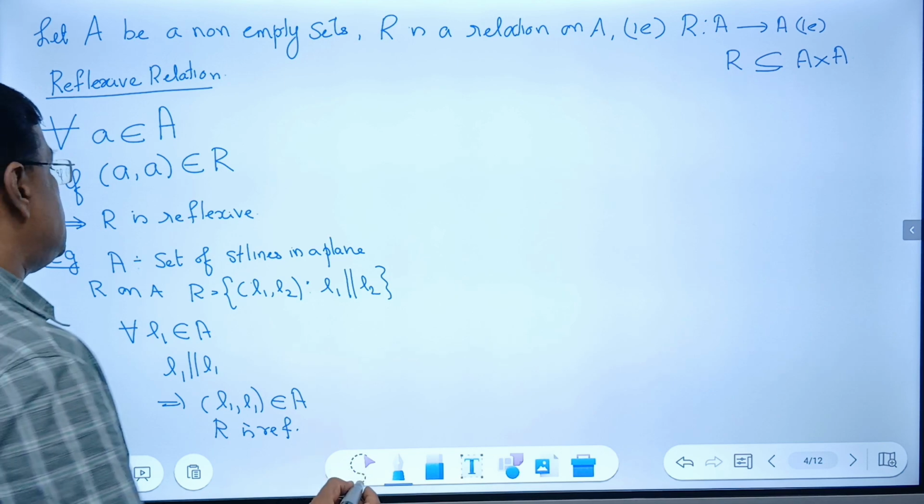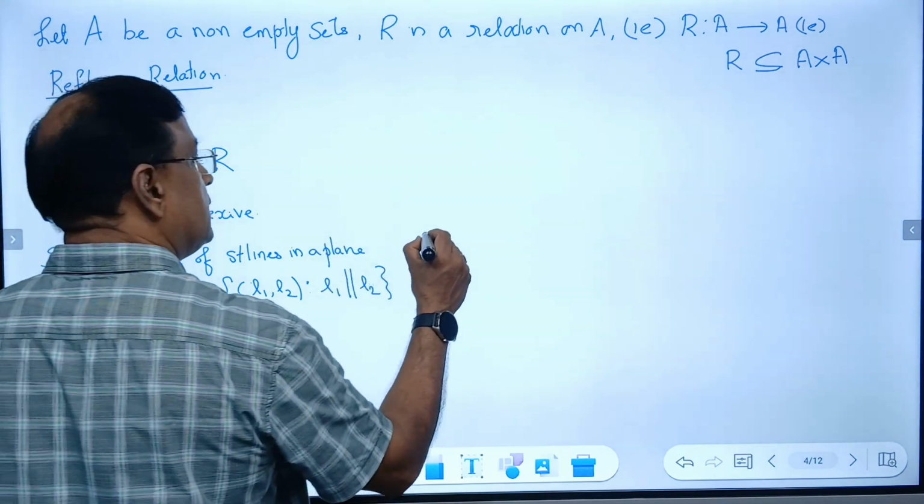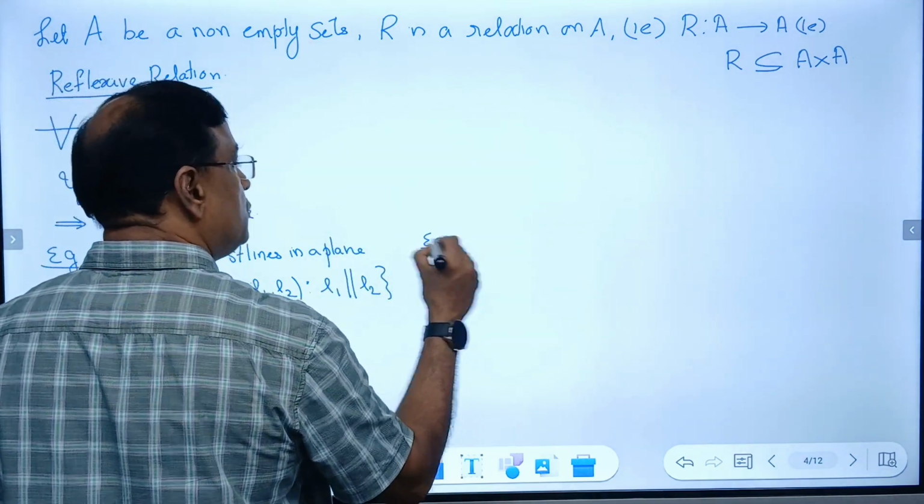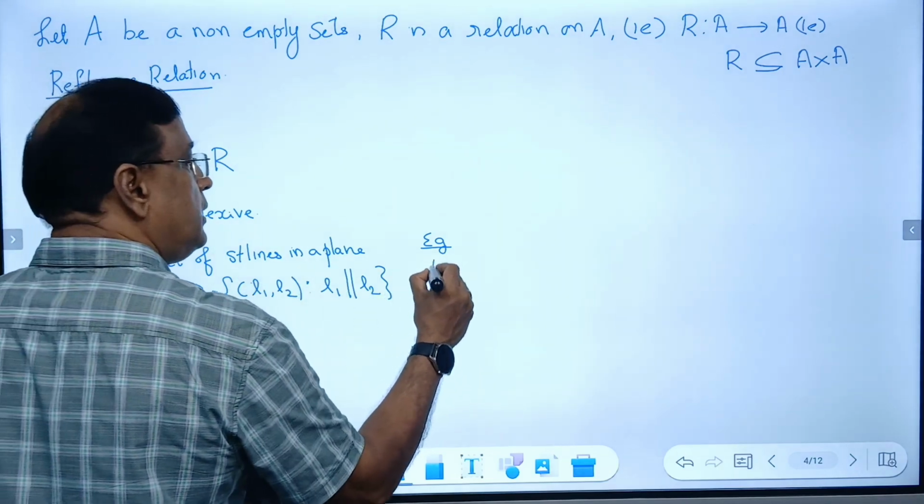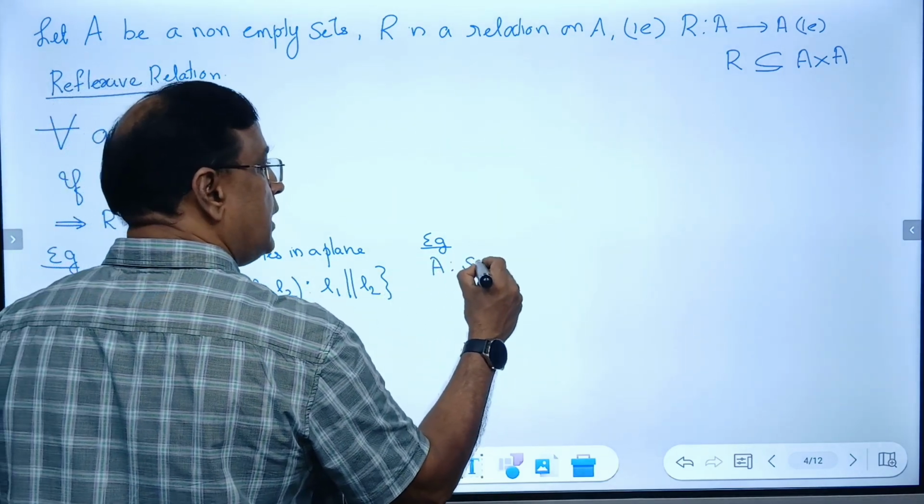I'll give you one example which is not reflexive, then you'll understand. And this is another example to make you understand it's not reflexive. Let A be the set of natural numbers.